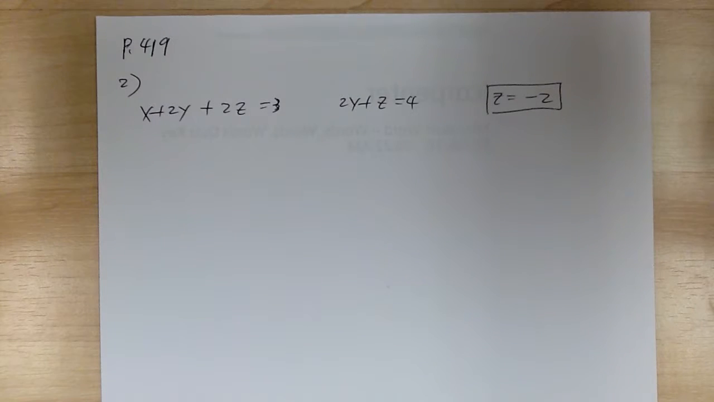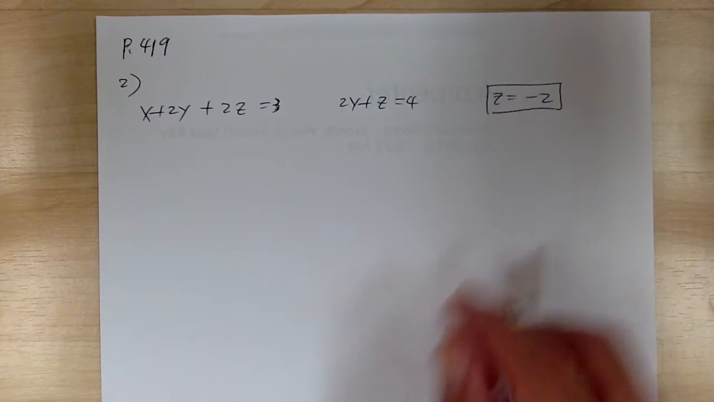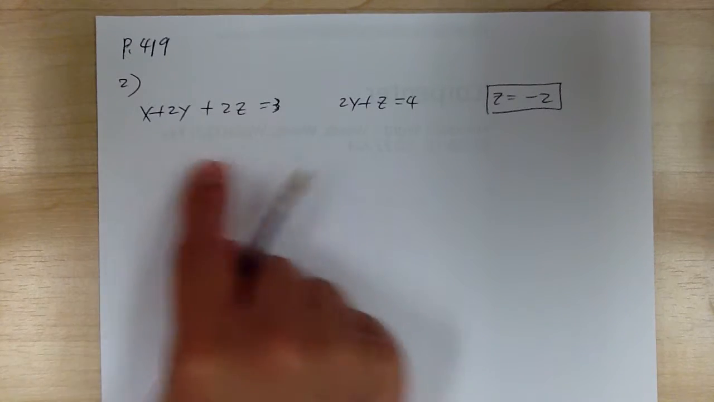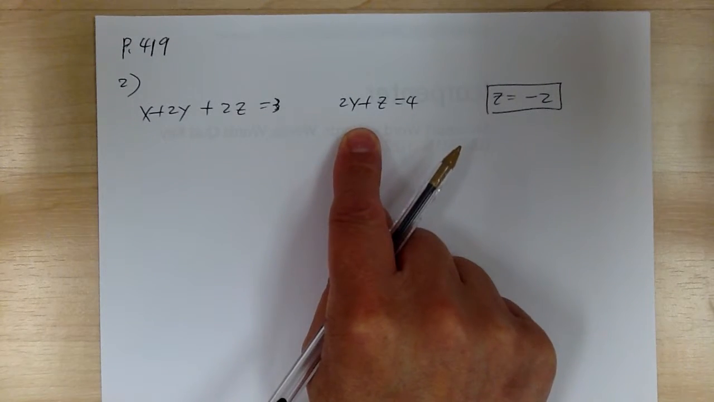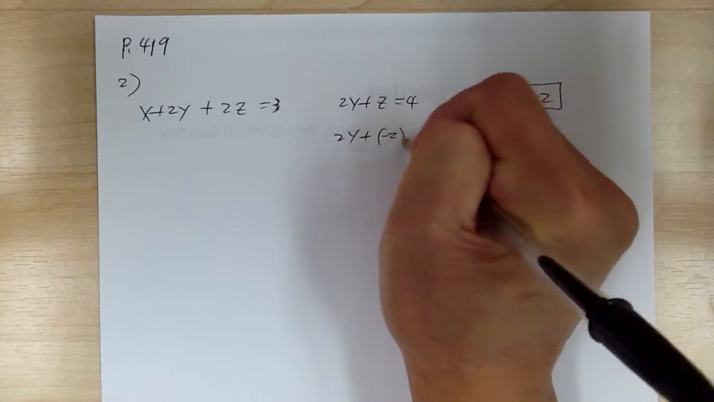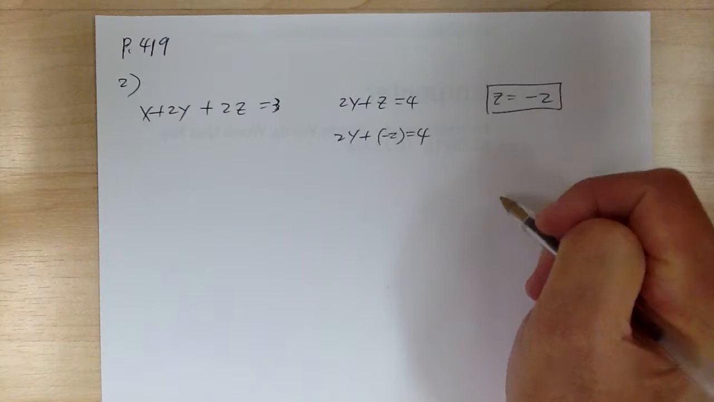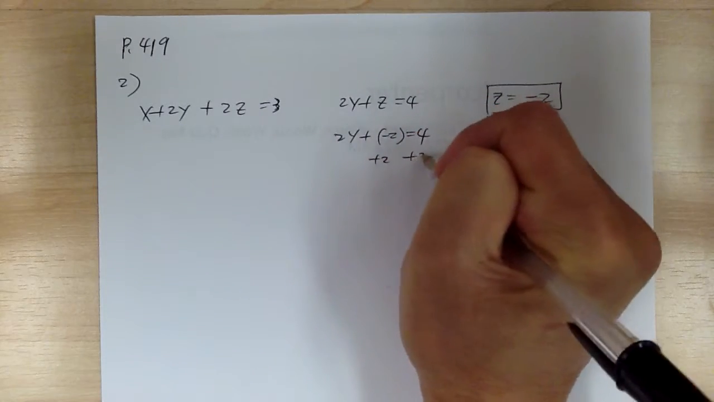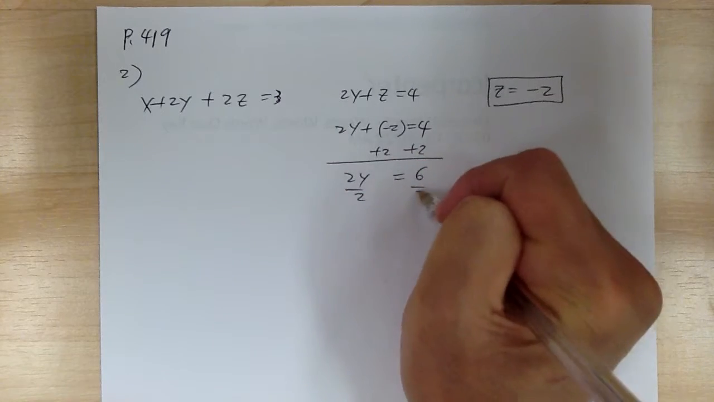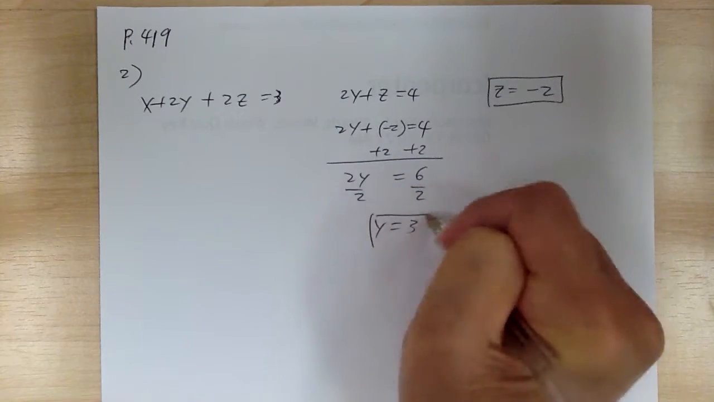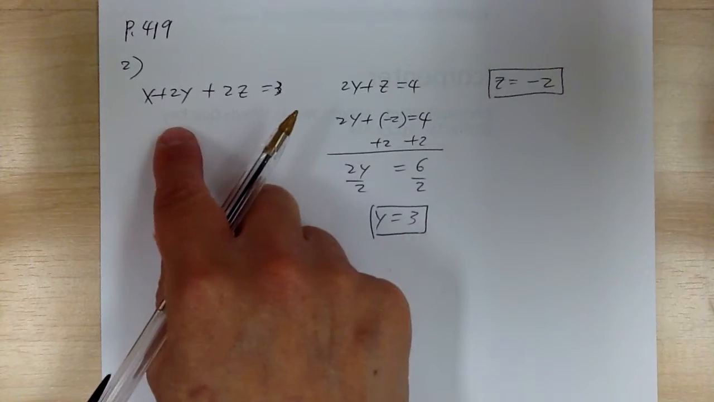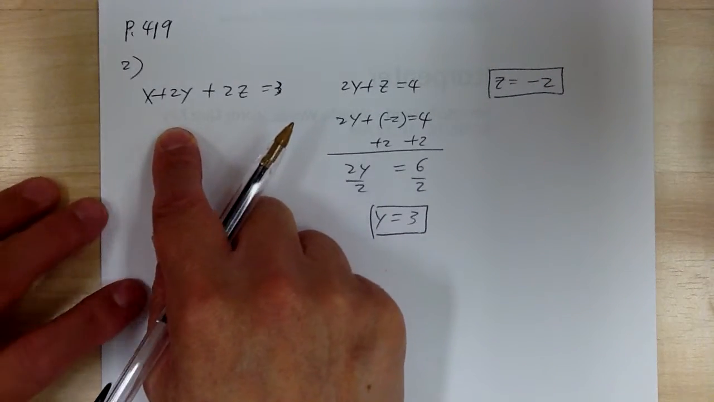What you want to do is start to substitute back. Since you already know z, don't substitute into the first equation because you've got too many variables. Substitute into the second one. So you get 2y plus -2 equal to 4. Then you add 2 on both sides, so you get 2y equal to 6. Divide by 2, so y equal to 3. Now you've got 2 answers, so you can substitute back even more and look for x.